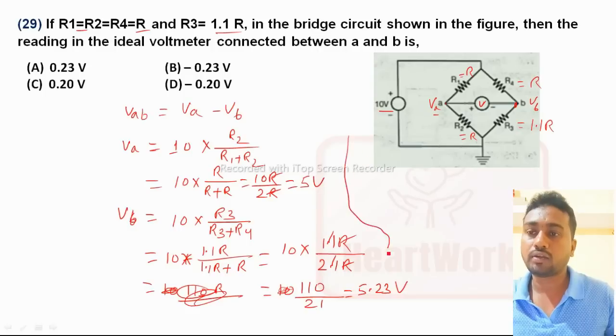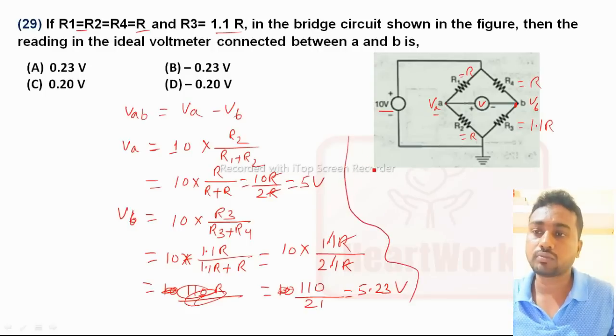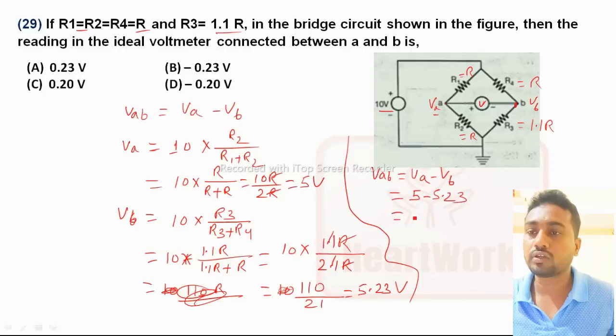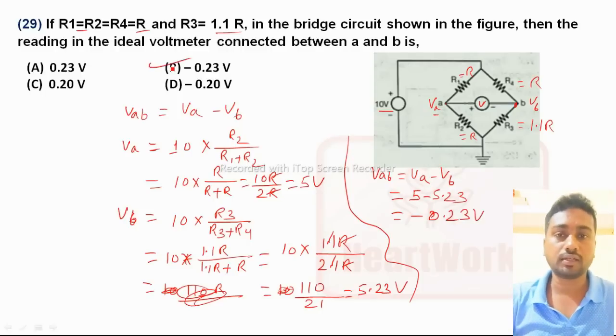Now what do we need to find? VA minus VB. So VAB equals VA minus VB. VA is 5 volt minus 5.23 volt, so minus 0.23 volt is the answer. Option B is the right answer.